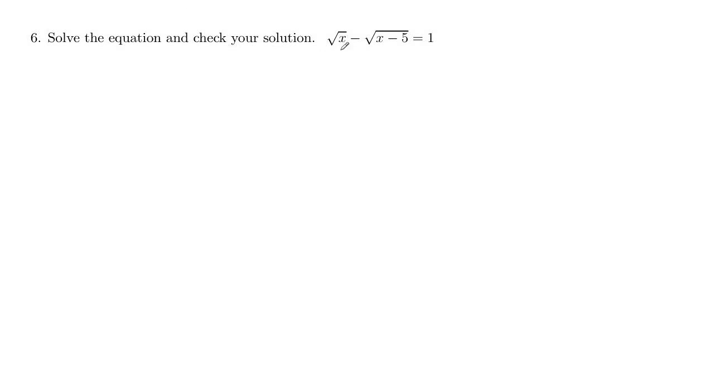In problem number 6, we are solving this radical equation. Notice that we've got two root signs in there. This one's going to be a little bit of work. You have to square to undo roots, and we're going to have to square twice because we've got two different root signs.